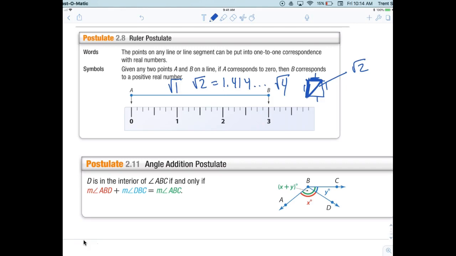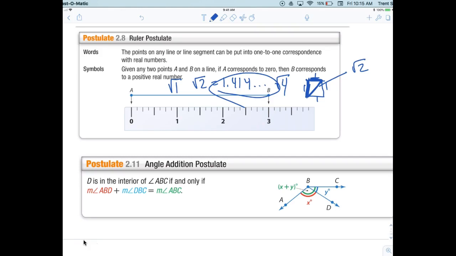Agreed? And I know the square root of 1 is what? 1. And I know the square root of 4 is? Therefore, the square root of 2 must be somewhere between what? 1 and 2. Is everybody with me on that? Although I can't figure out exactly where it ends, I know it's somewhere between 1 and 2.